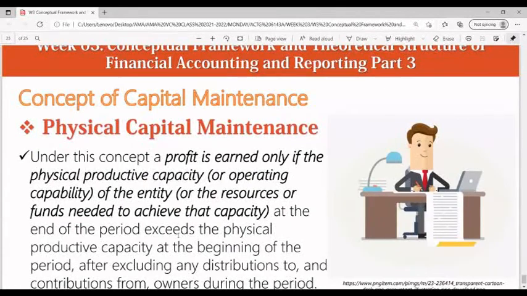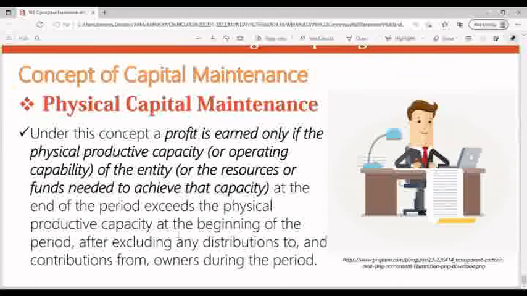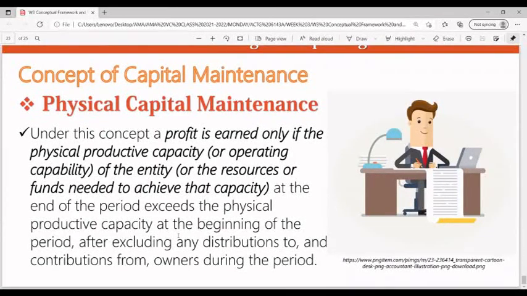For the concept of capital maintenance, physical capital maintenance, under this concept a profit is earned only if the physical productive capacity or operating capability of the entity, or the resources or funds needed to achieve that capacity, at the end of the period exceeds the physical productive capacity at the beginning of the period after excluding any distributions to and contributions from owners during the period.